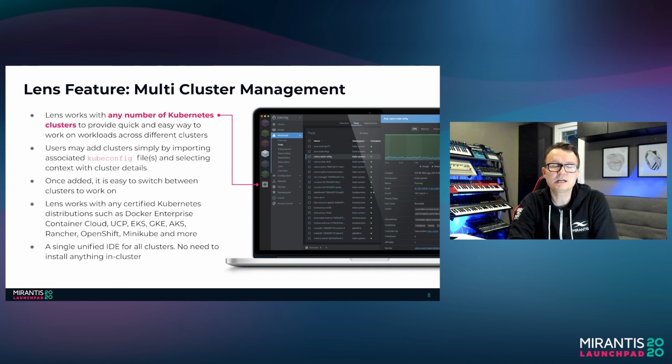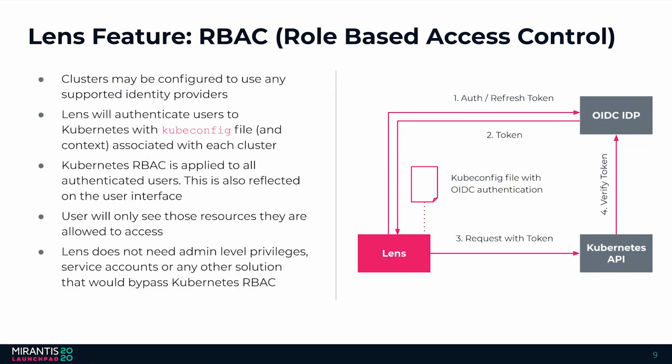Since we are now talking about access control, let's discuss how the role-based access control is taken in account with Lens. It's all about Kubernetes built-in role-based access control. As you know, clusters may be configured to use any supported identity providers. Since Lens will authenticate users to Kubernetes with kubeconfig file, Kubernetes RBAC is automatically enforced.